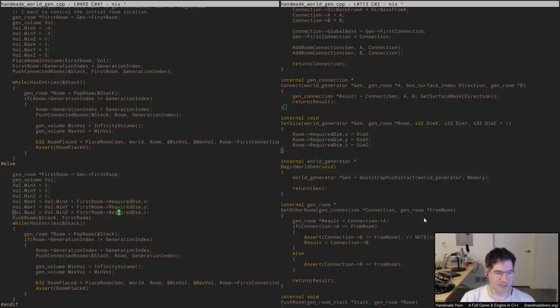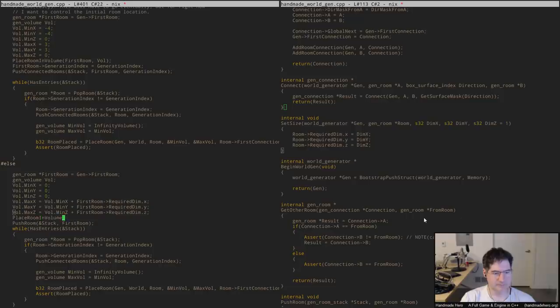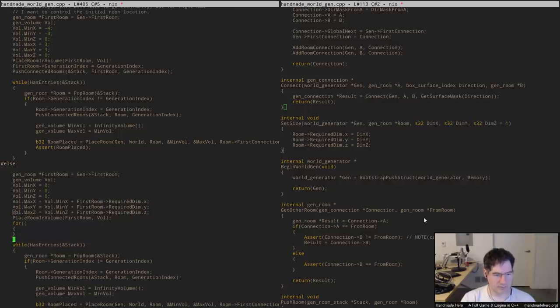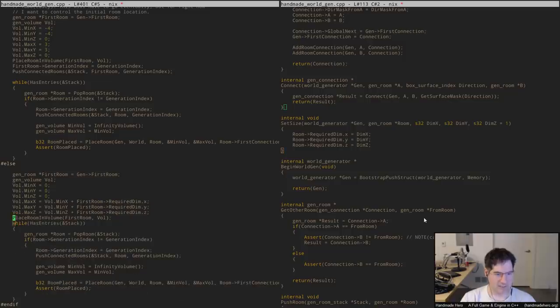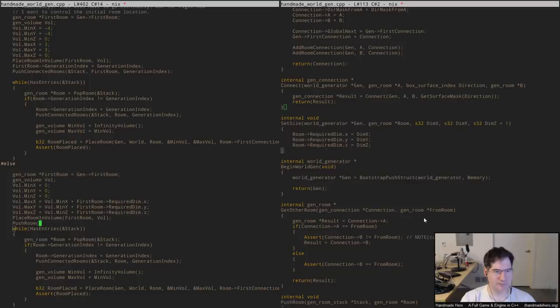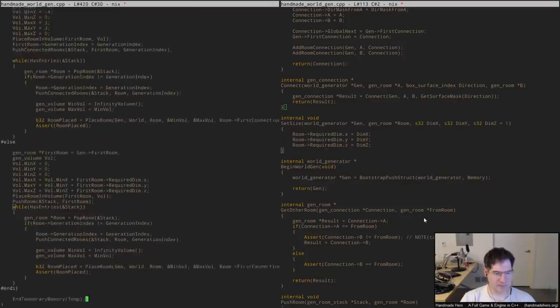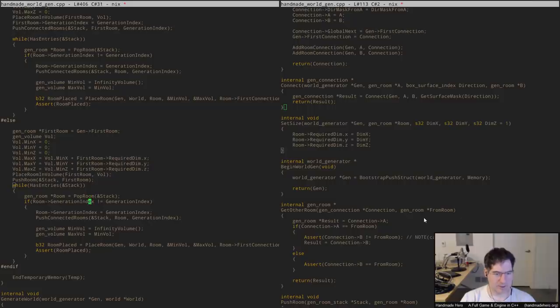So I'm going to take the first room. I'm going to place the room. And then what I want to do is loop over all of the connections to the room and place them. Now what I can probably do here is just say, all right, let's push this room, and that'll be our loop. We grab a room, we assume its generation index has not been set.